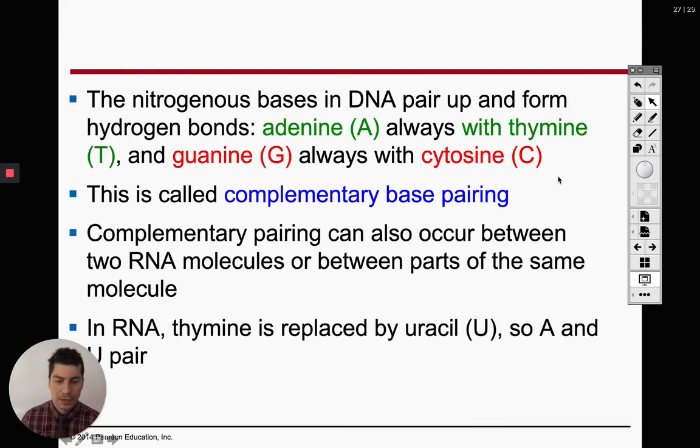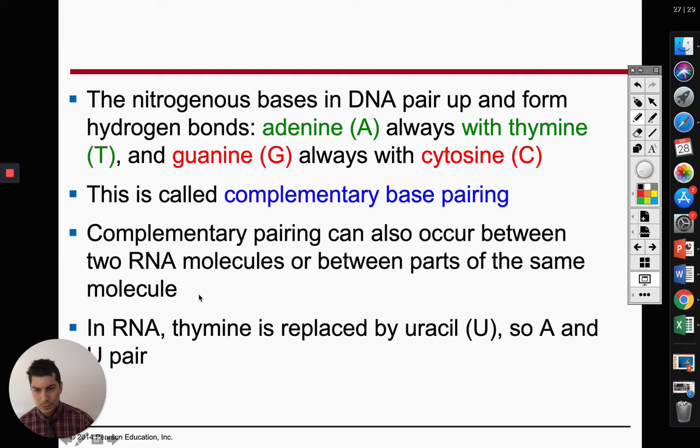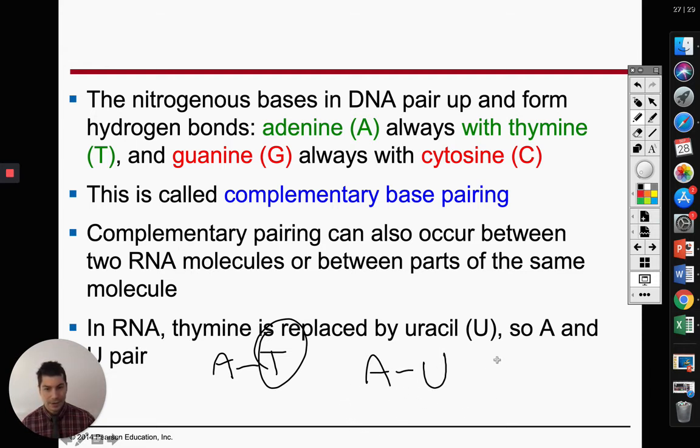There we go. Okay, we already talked about this one. Apple in the tree, car in the garage. A always goes to T. G always goes to C. If we are pairing DNA to RNA, it's still going to be the same. A is always going to go to T for DNA to RNA. Only difference with RNA, if A were to go to T, well, there's no T there. So A is going to go to U. Same thing vice versa. If we have a U in RNA, a U would go to A.